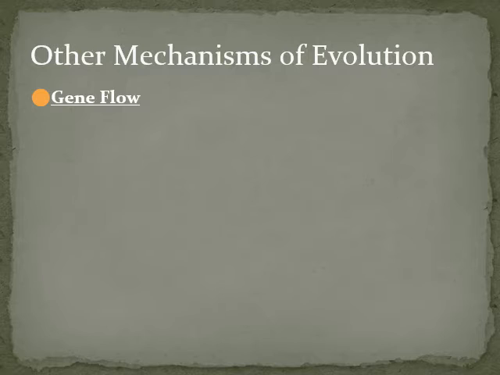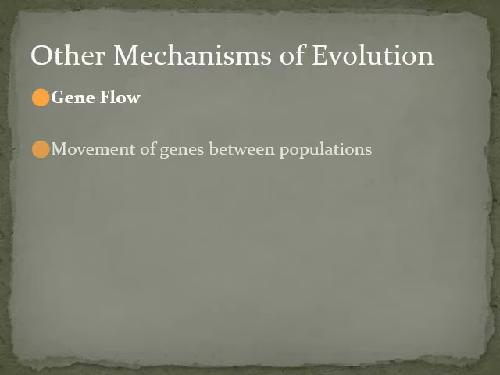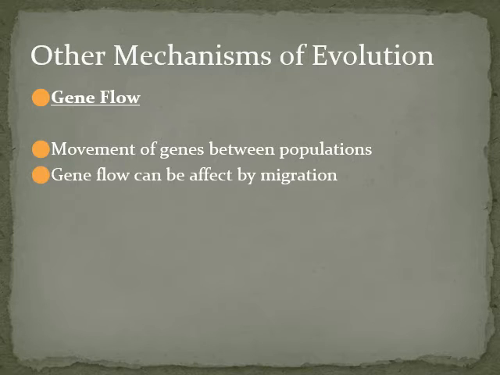Gene flow will come up again later on when I describe to you how we make a new population, a new species. So for now, let's just bank this word for a little bit later on. But effectively, gene flow is a movement of genes between populations, and gene flow can be affected by migration. In other words, in order for a population to remain a singular species, there needs to be gene flow.